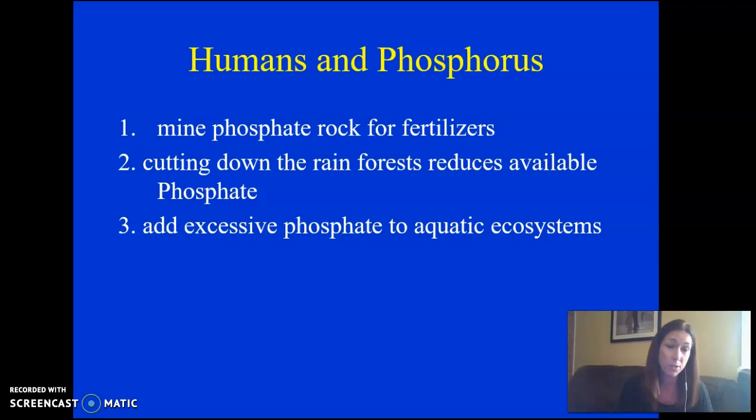And then some of that phosphorus that we mine and then manufacture, we put into our fertilizers. And then that's actually adding excess phosphates in some areas where we don't need it, and that's going to lead to eutrophication.